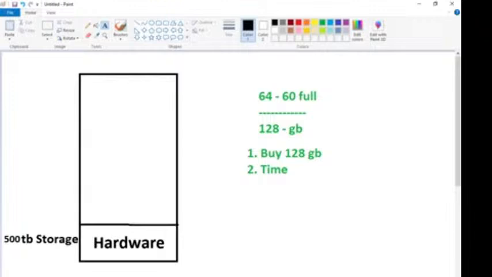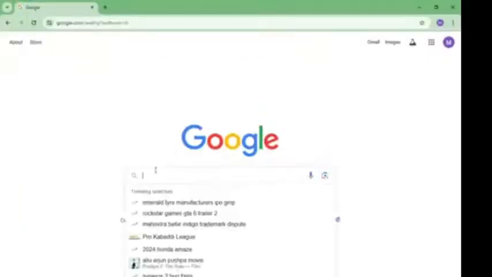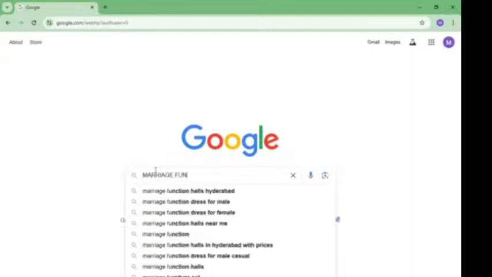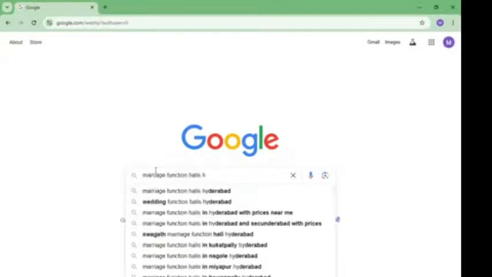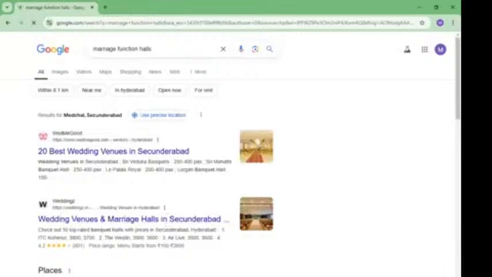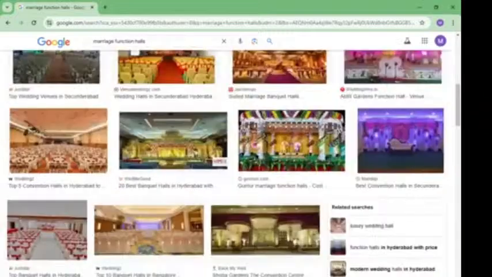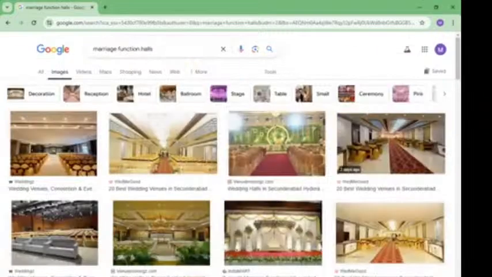Then came this concept: marriage function halls. Literally, you will see these function halls everywhere. Forget about big cities, metro cities, or districts or towns. Nearby every village, you will see a function hall now. So what we do now, if someone is getting married on so and so date, we just go there and book the function hall, let's say 10 or 15 days before. And we just go to the function hall on the day of the marriage.